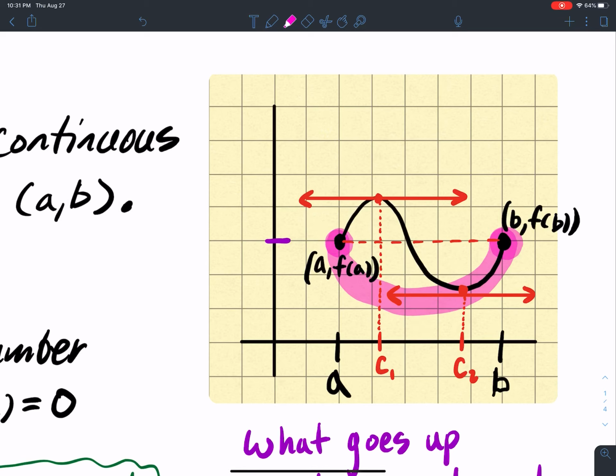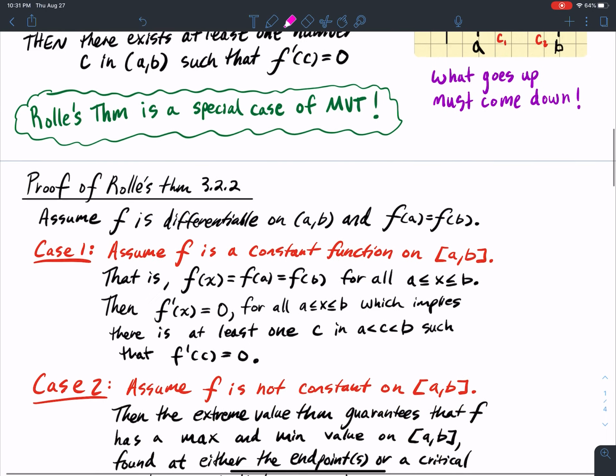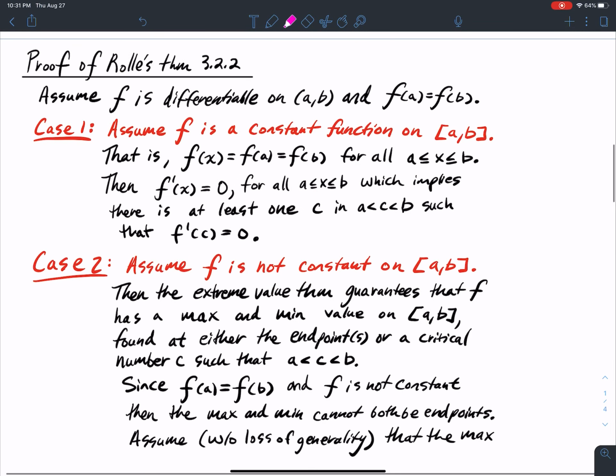But it's impossible for my max and my min to be at the endpoints if the function is not constant. The only way that's true is if I'm dealing with this straight line here, and that would be case 1 of my proof. Okay, and so I've already proved case 1. So I'm moving on to case 2.